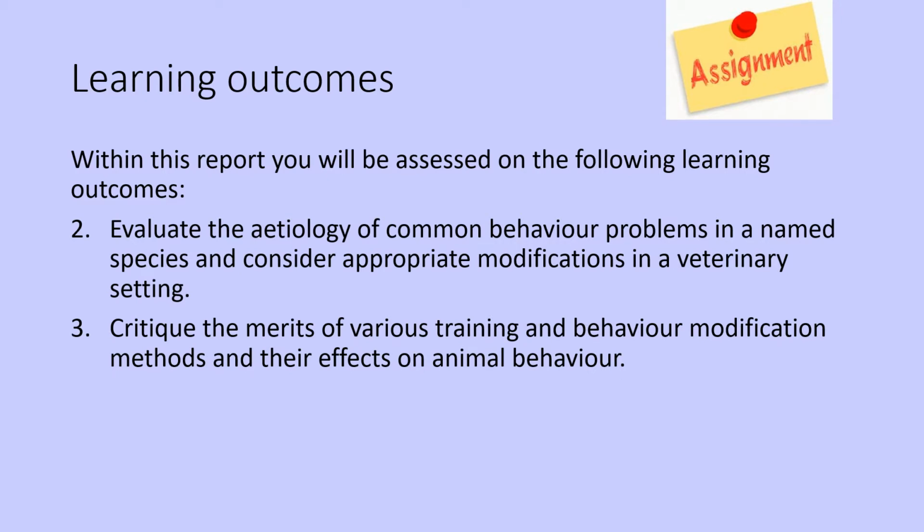So the first of these is to evaluate the etiology of common behavioural problems in a named species and consider appropriate modifications in a veterinary setting. And learning outcome 3 is critique the merits of various training and behaviour modification methods and their effects on animal behaviour.